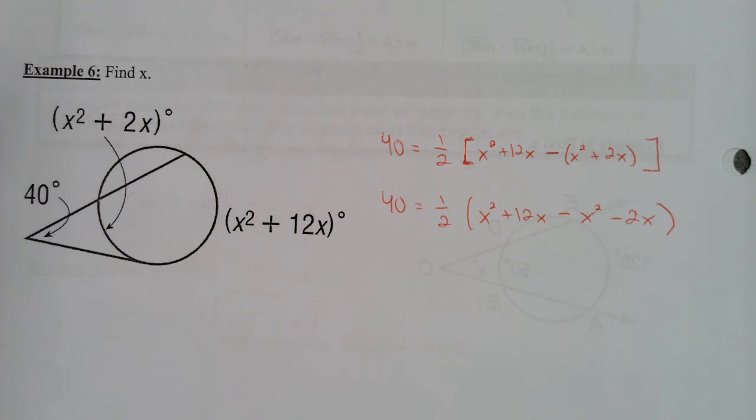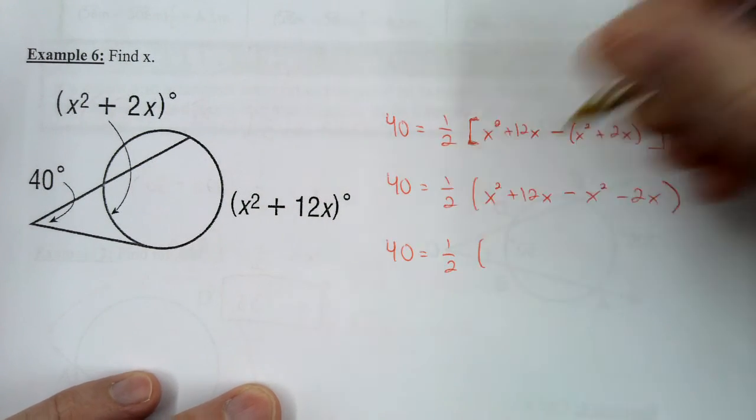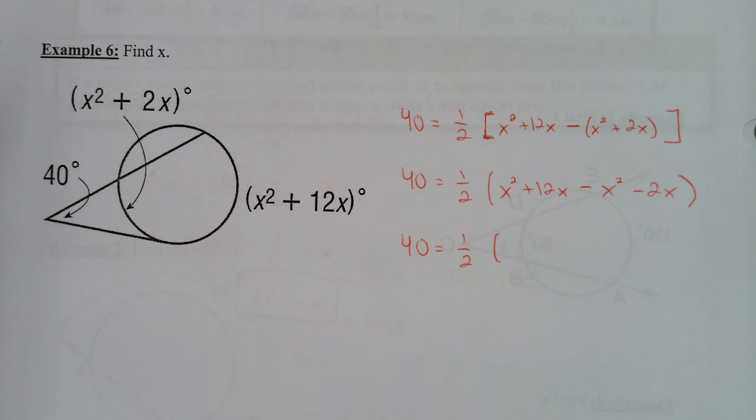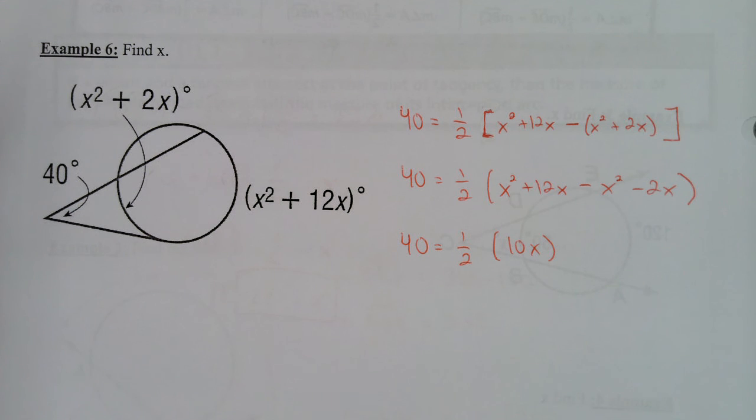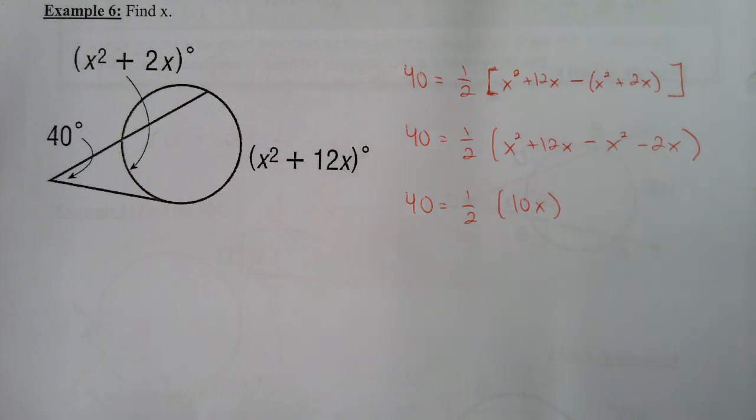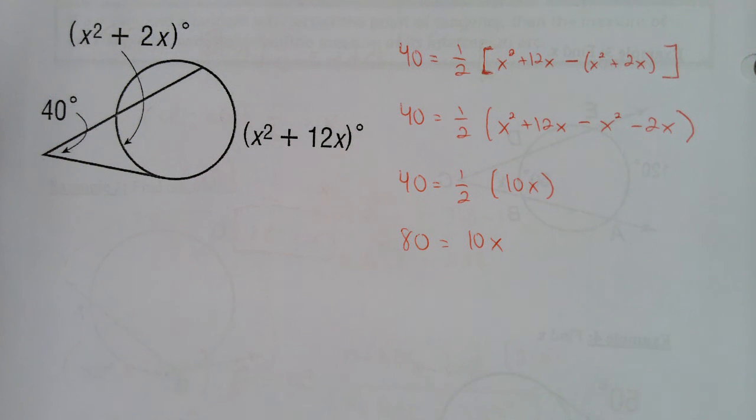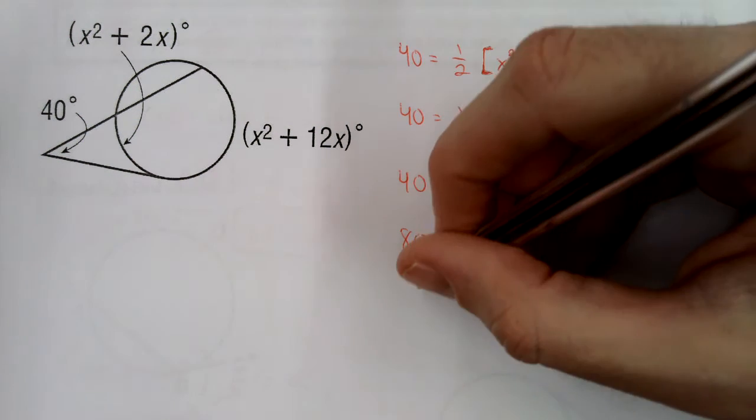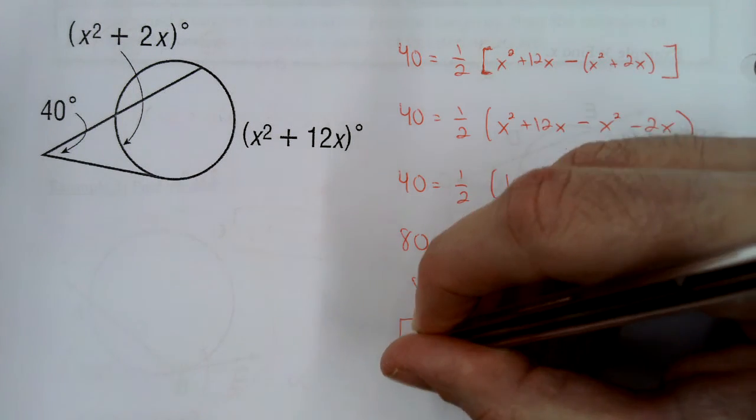Now we're going to combine like terms in the parentheses. 40 equals 1/2 x squared minus x squared, that goes away, so it's actually not that bad now because there's no more x squared term. We just have 1/2 times 10x. So again, you can solve this however you want. You can distribute the 1/2 if you want, or you can multiply each side by 2 to get rid of the fraction. I'll just do that. 80 equals 10x. So divided by 10, x equals 8 for the final answer.